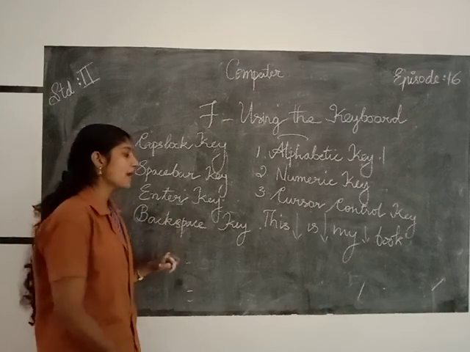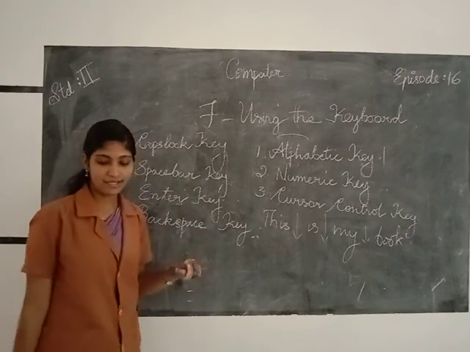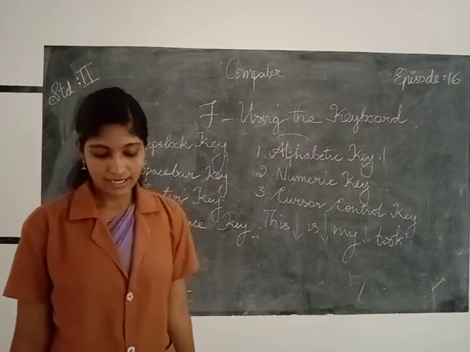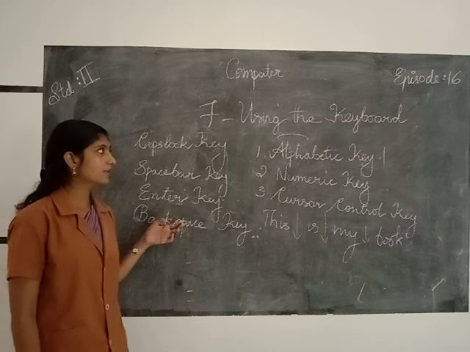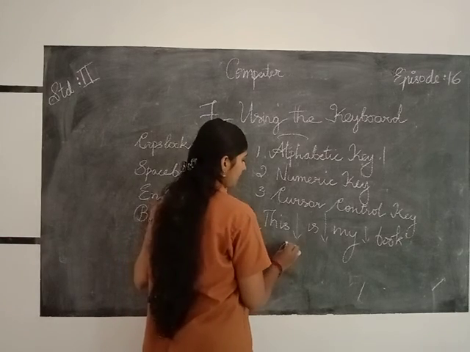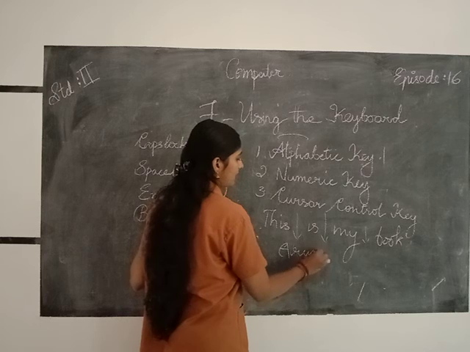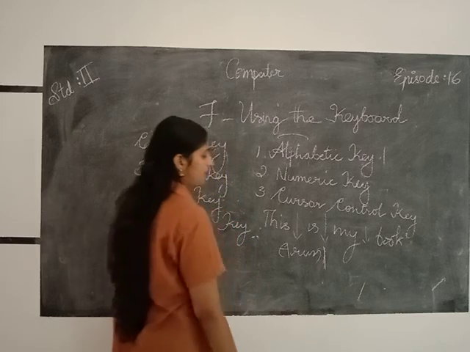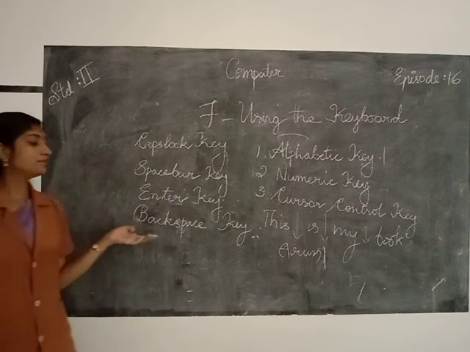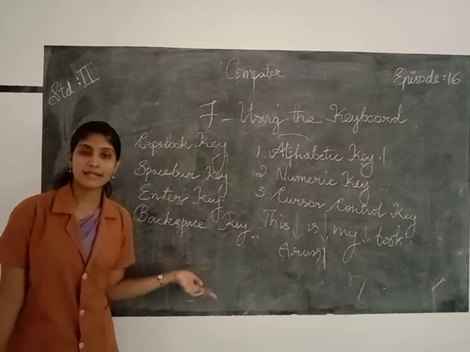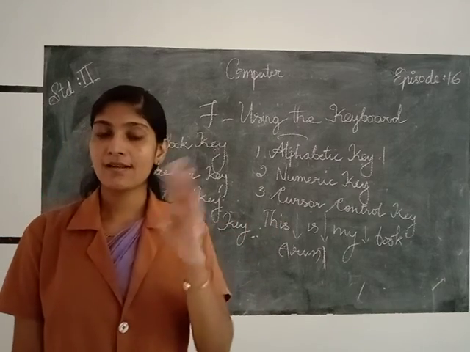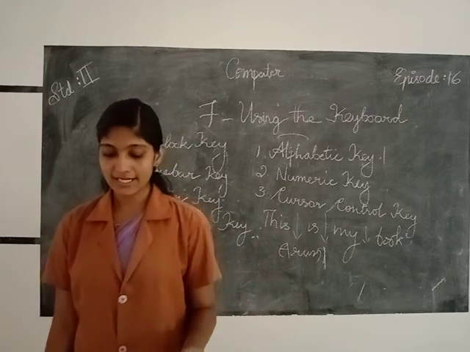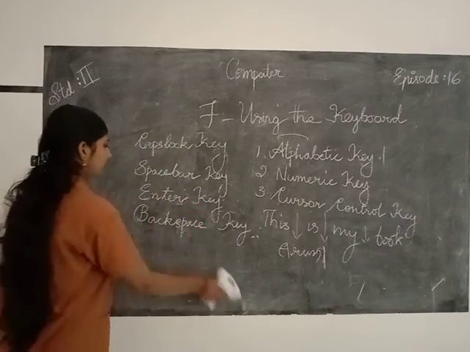The backspace key is used to delete characters. It is like an eraser. Whenever you type something, this key is used to erase it. For example, if you write your name Arun, you can erase the letter N using this backspace key. It erases letters to the left of the cursor. The next is the shift key.